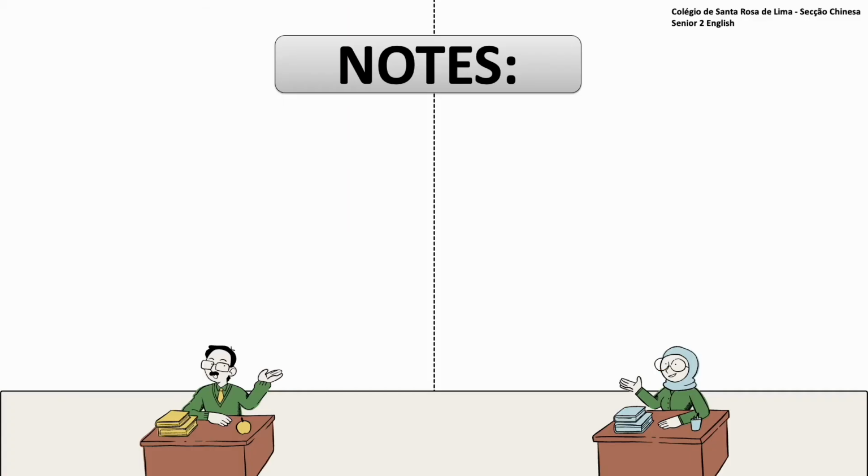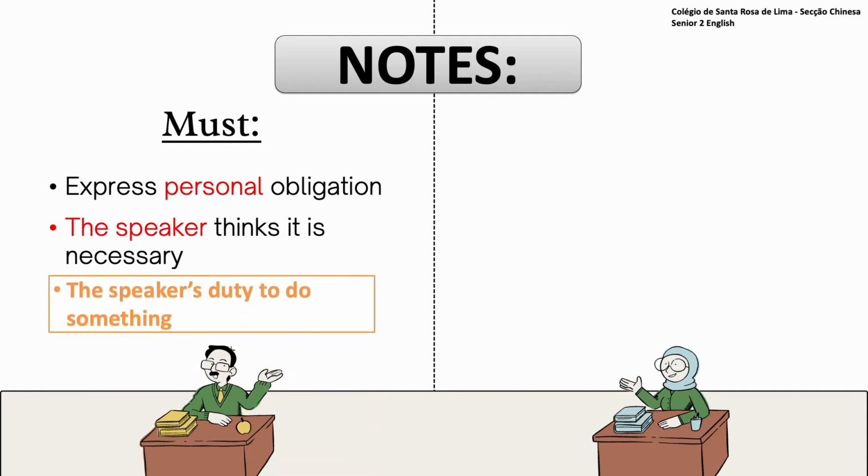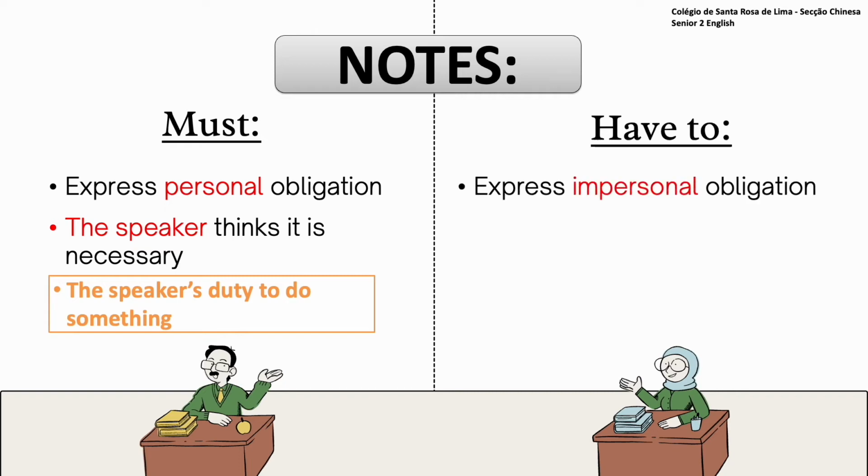And somebody else told the speaker it is necessary to do it. So, the first difference between must and have to is that must is used to express personal obligation when the speaker thinks it is necessary to do something. So, it is the speaker's duty to do something. However, we use have to express impersonal obligation when another person thinks it is necessary to do something.